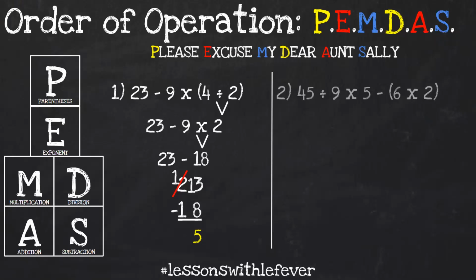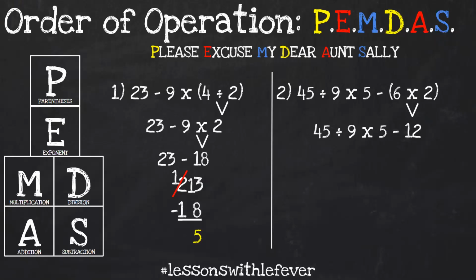Let's try another one. 45 divided by 9 times 5 minus 6 times 2. This one has a little more steps, but as long as we follow the order of operations, we will be fine. Here we go. The first thing I do is check to see if my expression has parentheses, and it does. So first I'm going to solve 6 times 2, which equals 12. I drop down everything else exactly how it is. Now I go through my order of operations again.